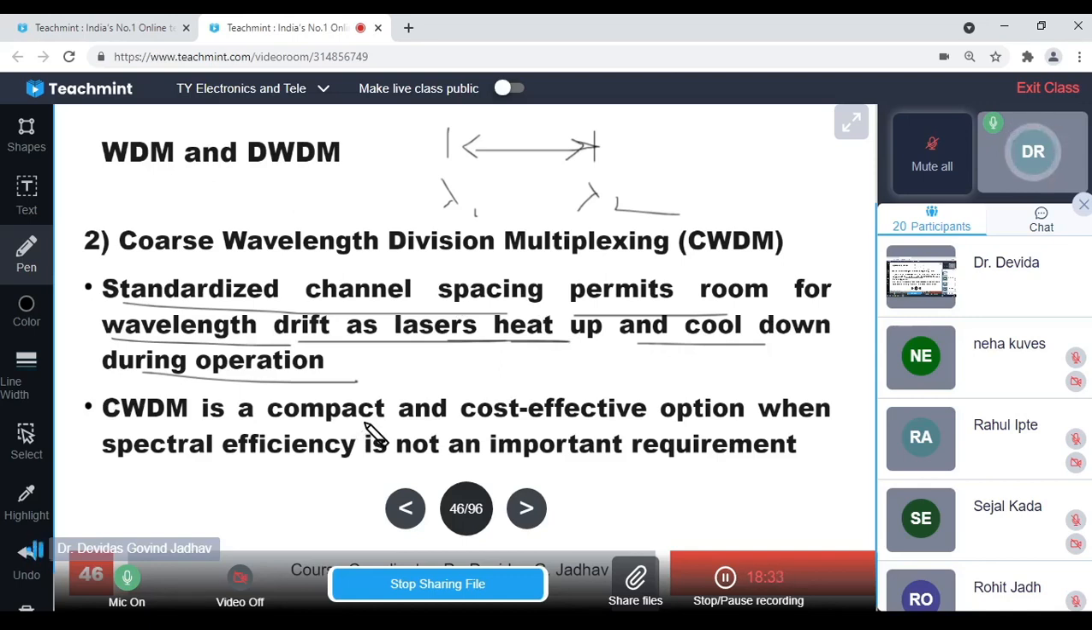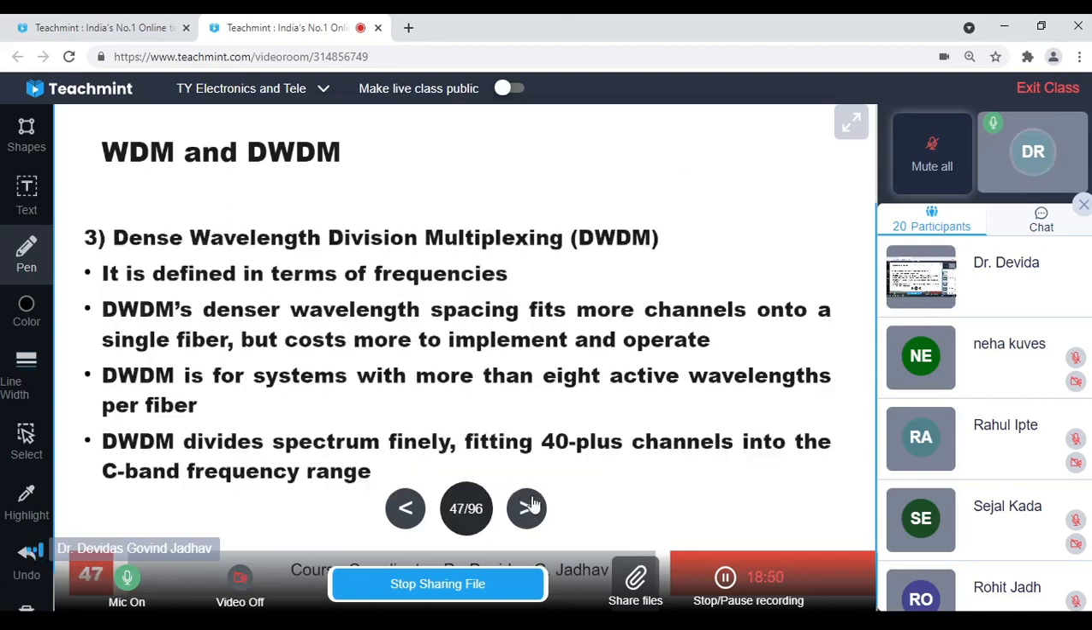So CWDM is a compact and cost effective option when spectral efficiency is not important. Since it keeps the spectrum wavelengths far apart from each other, it will not give spectral efficiency. So if spectral efficiency is not important, we can go for CWDM.